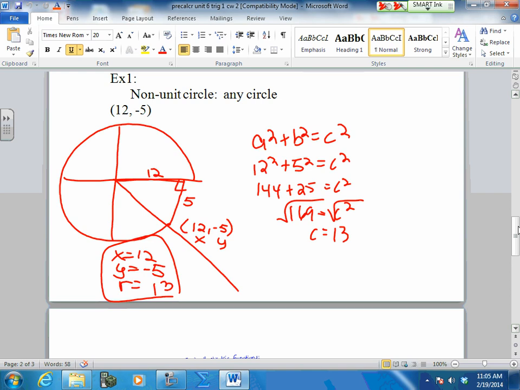Because this is the problem. If I do this, do you know how many kids put it in like this without doing this? And then it's wrong. So whenever you're squaring a negative, don't you always get a positive? So do not put the negative in when you square it.